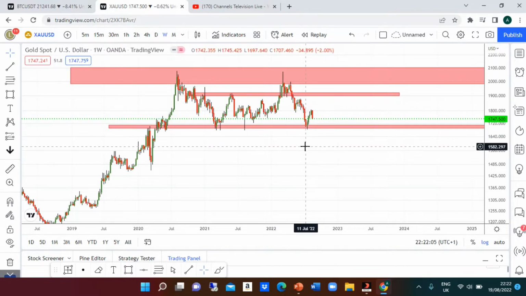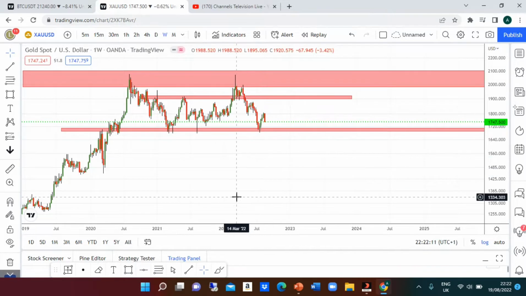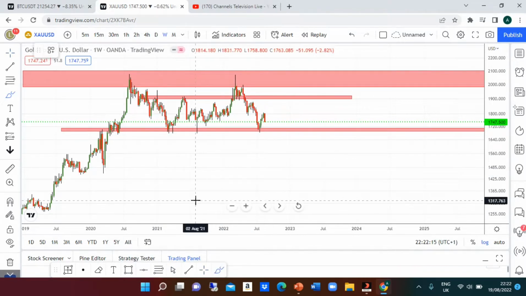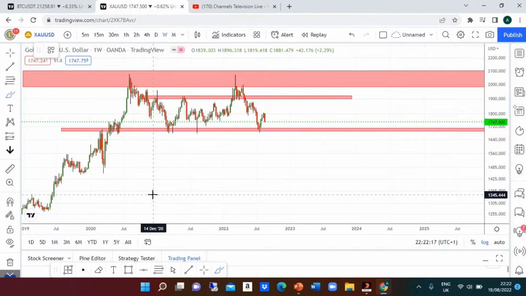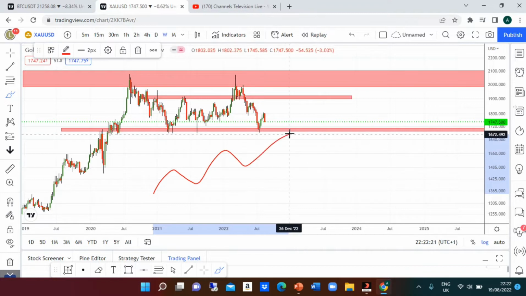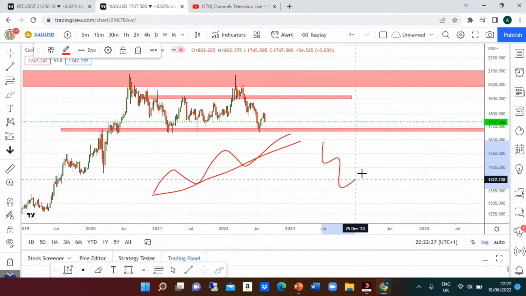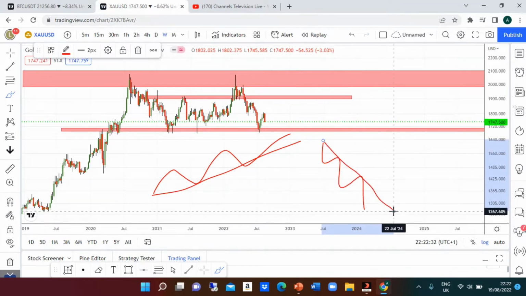I will take it back to daily. All right, now I'm going to draw a trend line because the market has formed a trend, of course. If you are not familiar, an uptrend is when price makes higher highs and higher lows. But a downtrend is when price makes lower lows and lower highs. So this market seems to have made lower lows and lower highs.